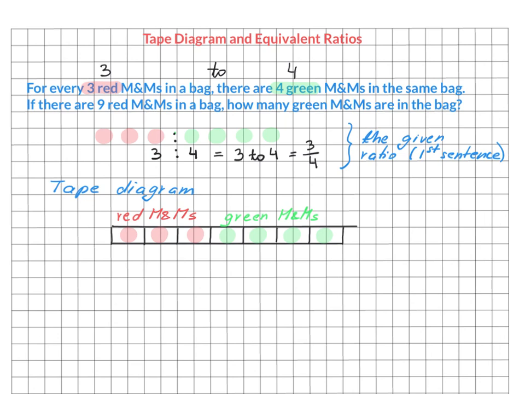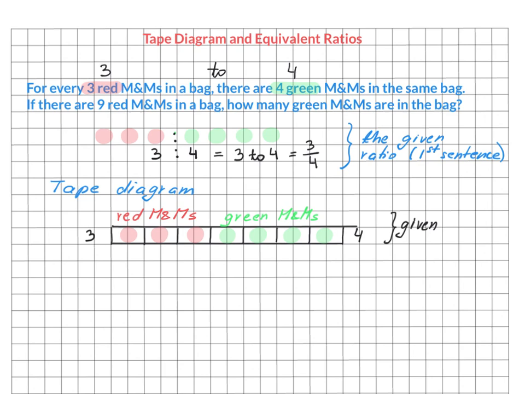The ratio between red and green M&Ms is 3 to 4, and I'm going to write this on the side. So this is again what is given, from the first sentence. I'm going to read the second sentence now, which says, if there are 9 red M&Ms in the bag, how many green M&Ms are in the bag? So now I'm going to start thinking about what I need to do. I have what's given, but what do I have to find?